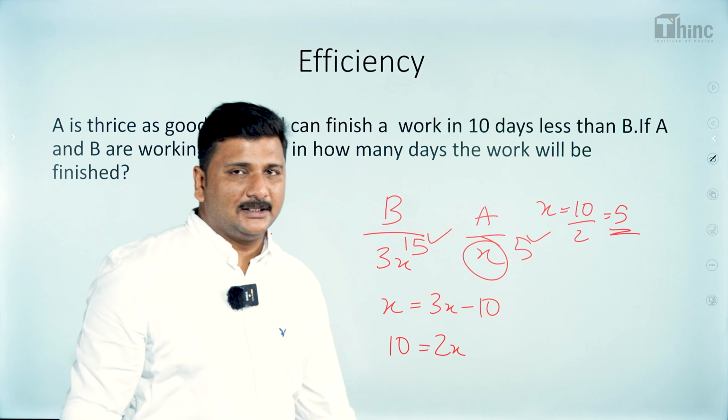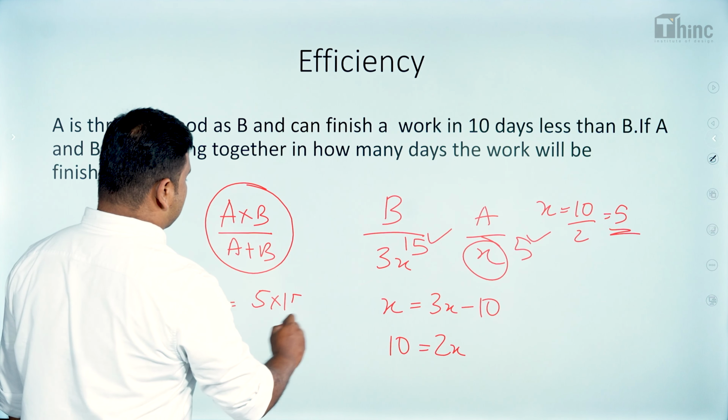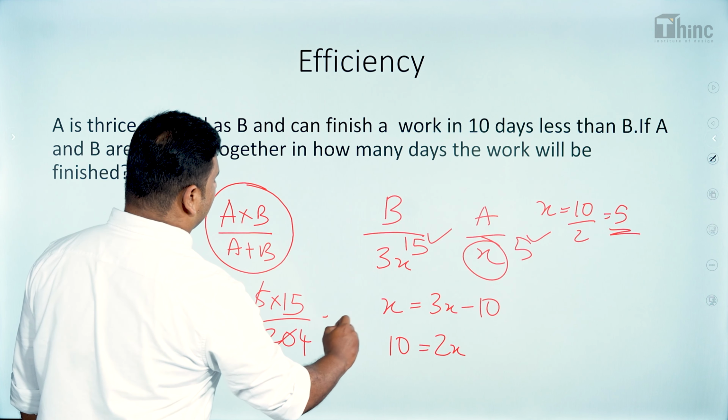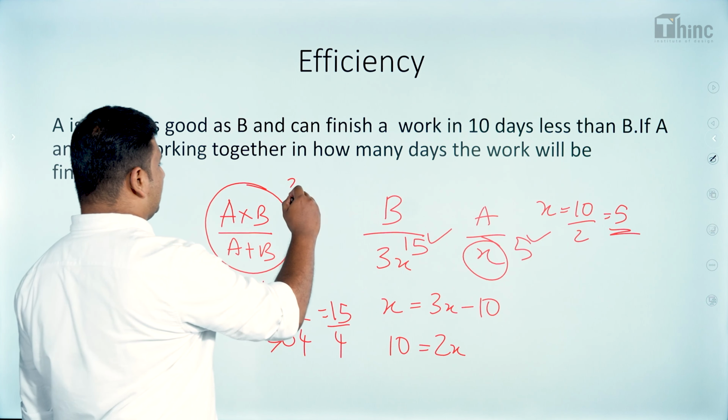So what will we do? We'll do 5 into 15 by 5 plus 15, which is 20. So we'll directly get 15 by 4 days. So 15 by 4 days is the correct answer. So we'll get 3.75 days.